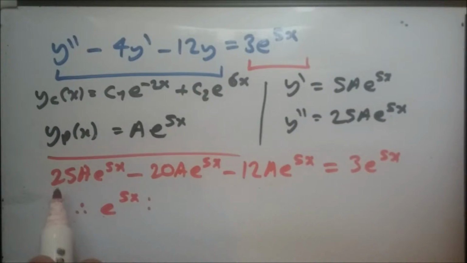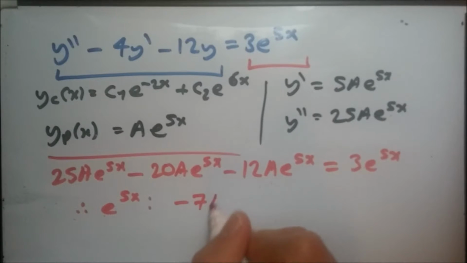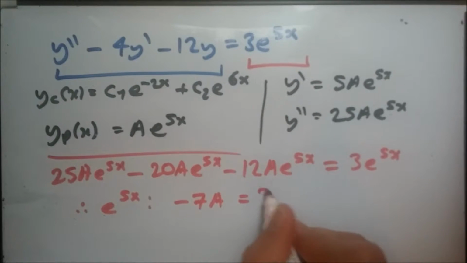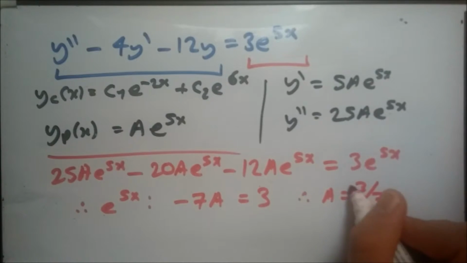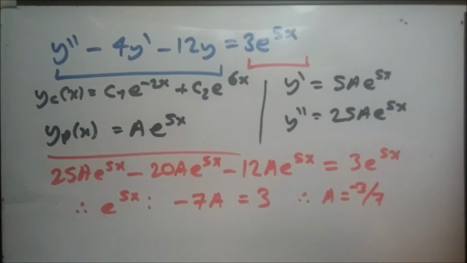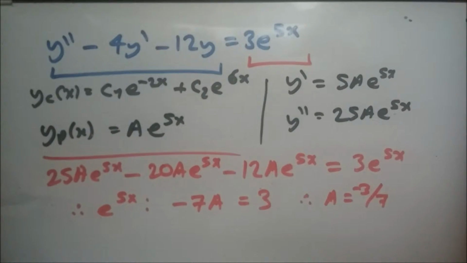On the left hand side, we've got 25, take away 20 is 5, take away 12 is minus 7a. And this should equal the right hand side, which is 3. So therefore, solving this algebraically, dividing by minus 7, we're going to get minus 3 over 7. And that's it. This would be how you do it, guys.